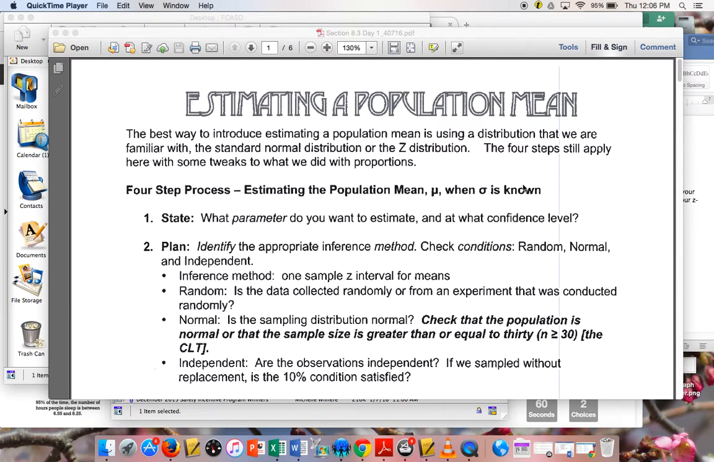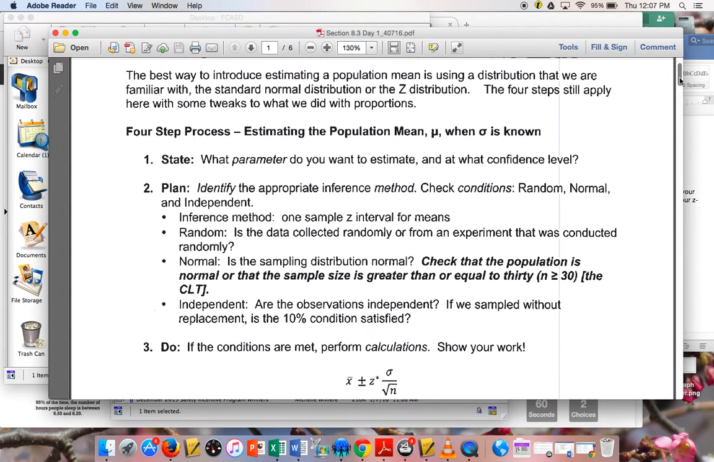All right, this section is about estimating a population mean. So we're going to start by making it easy and doing something you're familiar with. We're starting by looking at just the z distribution, the standard normal distribution. Now we're just trying to estimate the mu, so we're going to use x bar to estimate it. That first statement's going to look the same. The inference method is a one sample z interval for means.